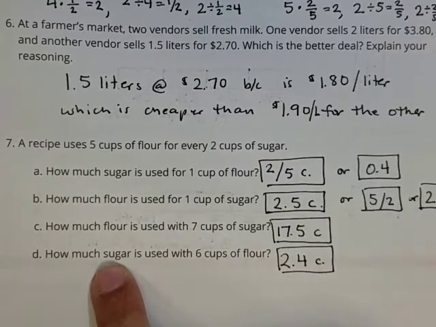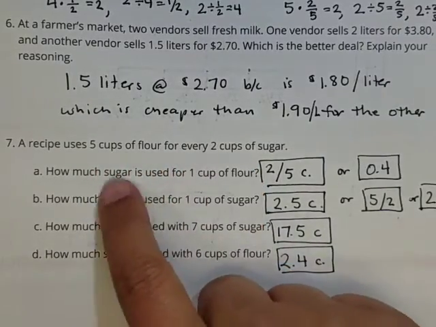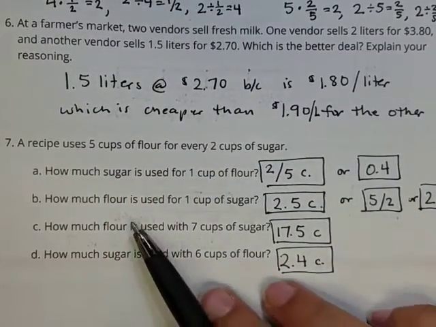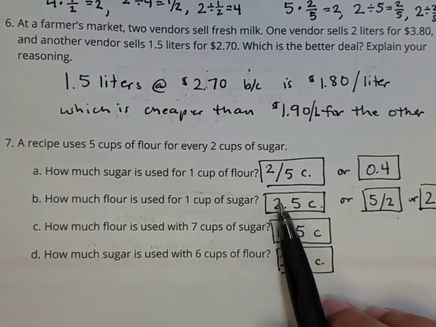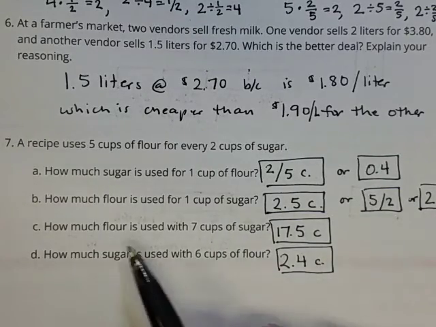And then question 7, a recipe uses 5 cups of flour for every 2 cups of sugar. So how much sugar is needed for 1 cup of flour? 2/5 or 0.4. How much flour is used for 1 cup of sugar? 2.5 cups or 5 halves or 2.5.